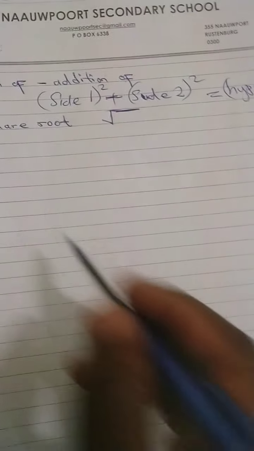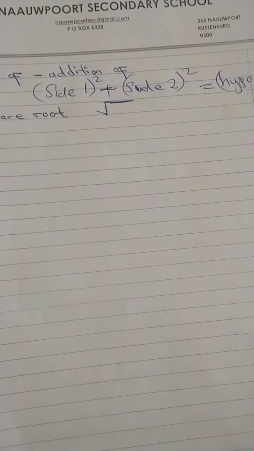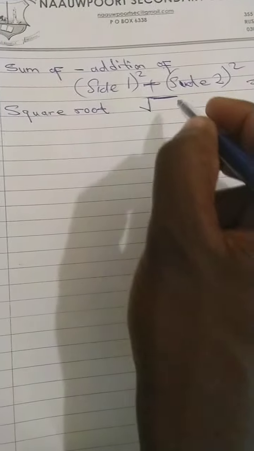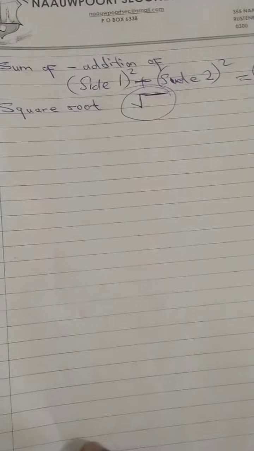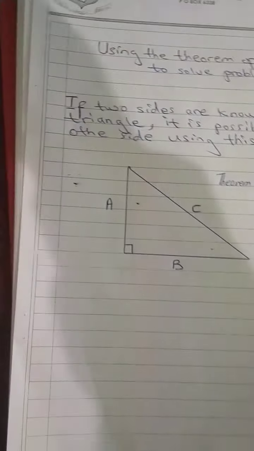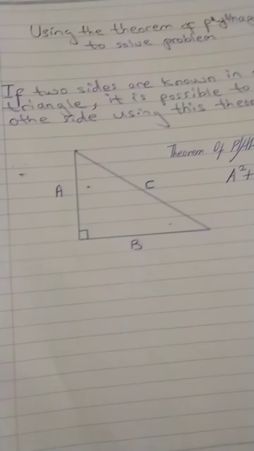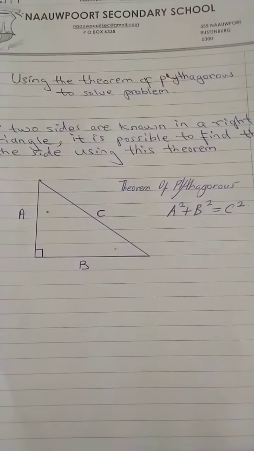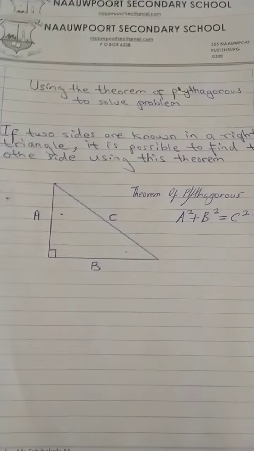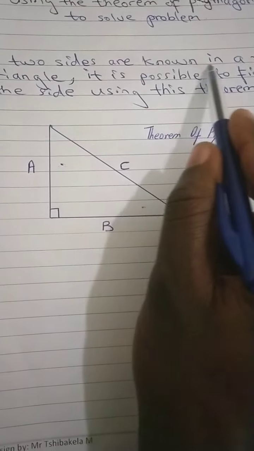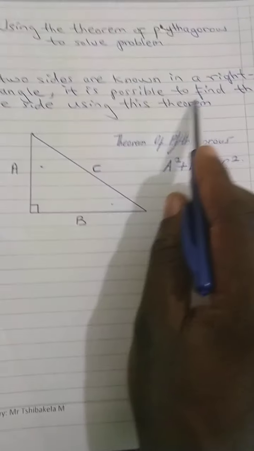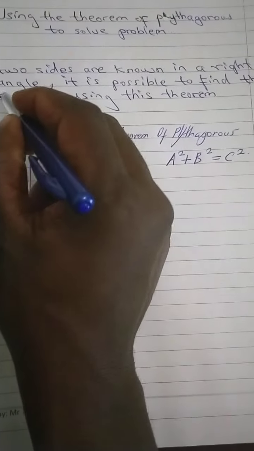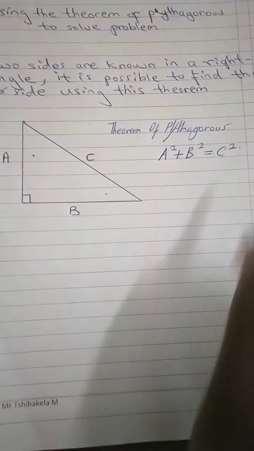of the Theorem of Pythagoras. So we are going to also use what is known as a square root. So this sign here represents a square root. So you know from the previous lesson what is a square root, right? Then let us continue. How do we solve the problem using the Theorem of Pythagoras? If two sides are known in a right angle triangle, it is possible to find the other side using the theorem.